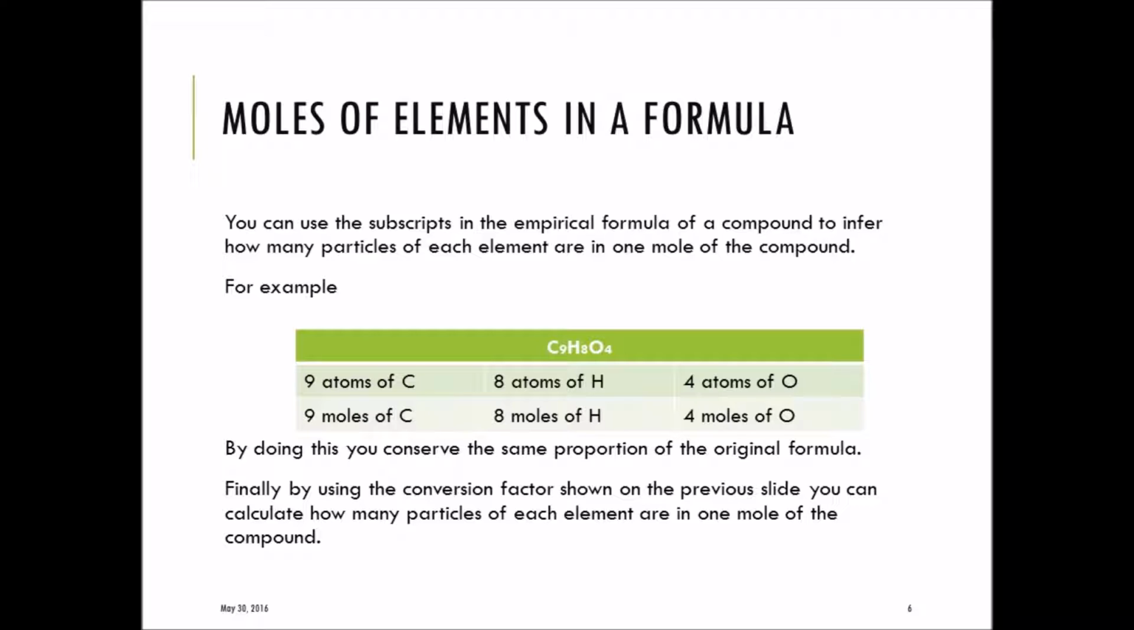aspirin, whose empirical formula is in the table, specifically in the green part. It is C9H8O4, and as you see in the empirical formula, you have 9 atoms of carbon, 8 atoms of hydrogen, and 4 atoms of oxygen, meaning that in 1 mole of aspirin, you will have 9 moles of carbon, 8 moles of hydrogen, and 4 moles of oxygen, and you are conserving the proportion that was at first in the empirical formula.